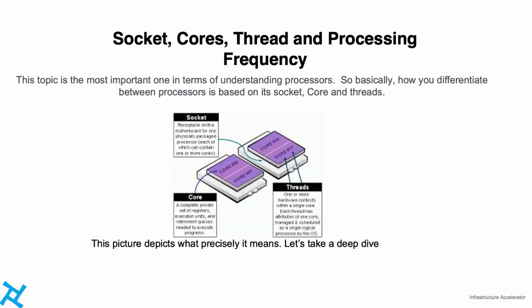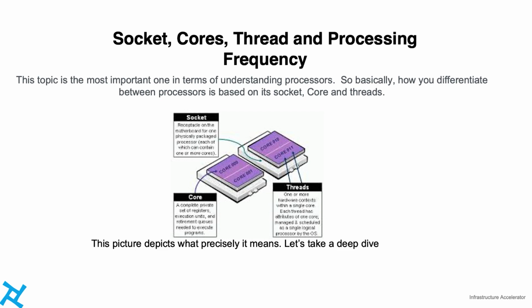Now, I want to make it a bit interesting. You understand the basic manufacturers, that there are two processor companies, mainly AMD and Intel, but I want to go into the architecture of a processor a bit to give you an understanding of socket, cores, threads, and the frequency or the processing frequency of a processor. This topic is the most important one in terms of understanding processors. Basically, you differentiate between processors based on their socket, cores and threads.